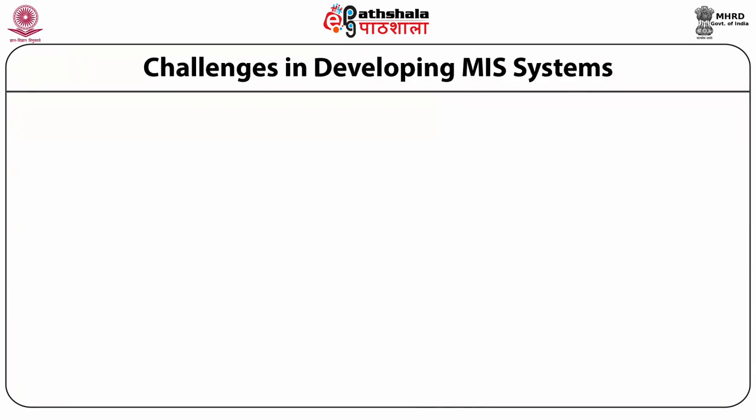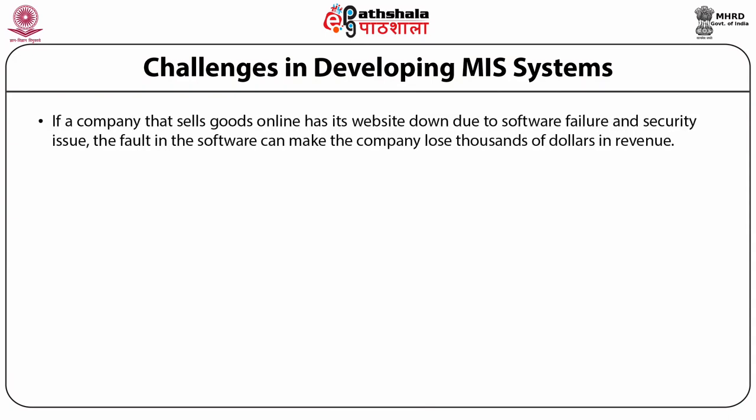We now discuss challenges in developing management information systems. If a company that sells goods online has its website down due to software failure and security issues, the fault in the software can make the company lose thousands of dollars in revenue. Robustness and security of the system are equally important to ensure system confidentiality, integrity, and availability.